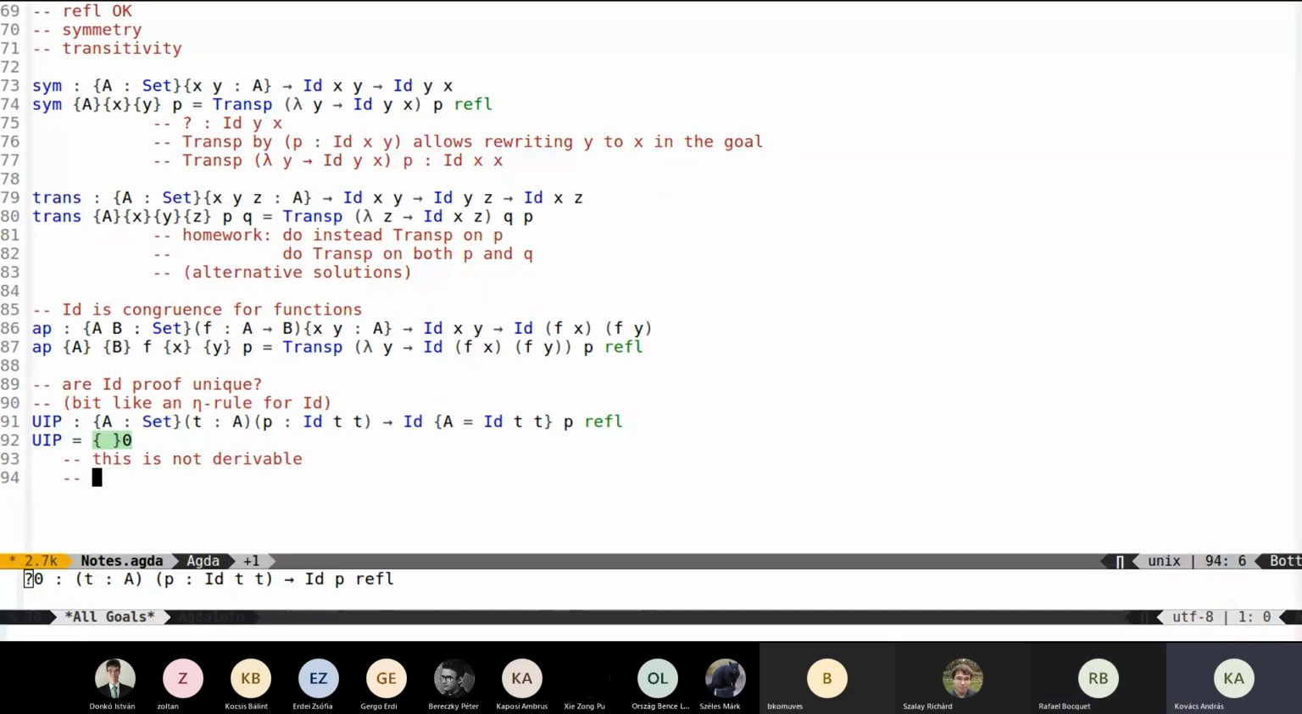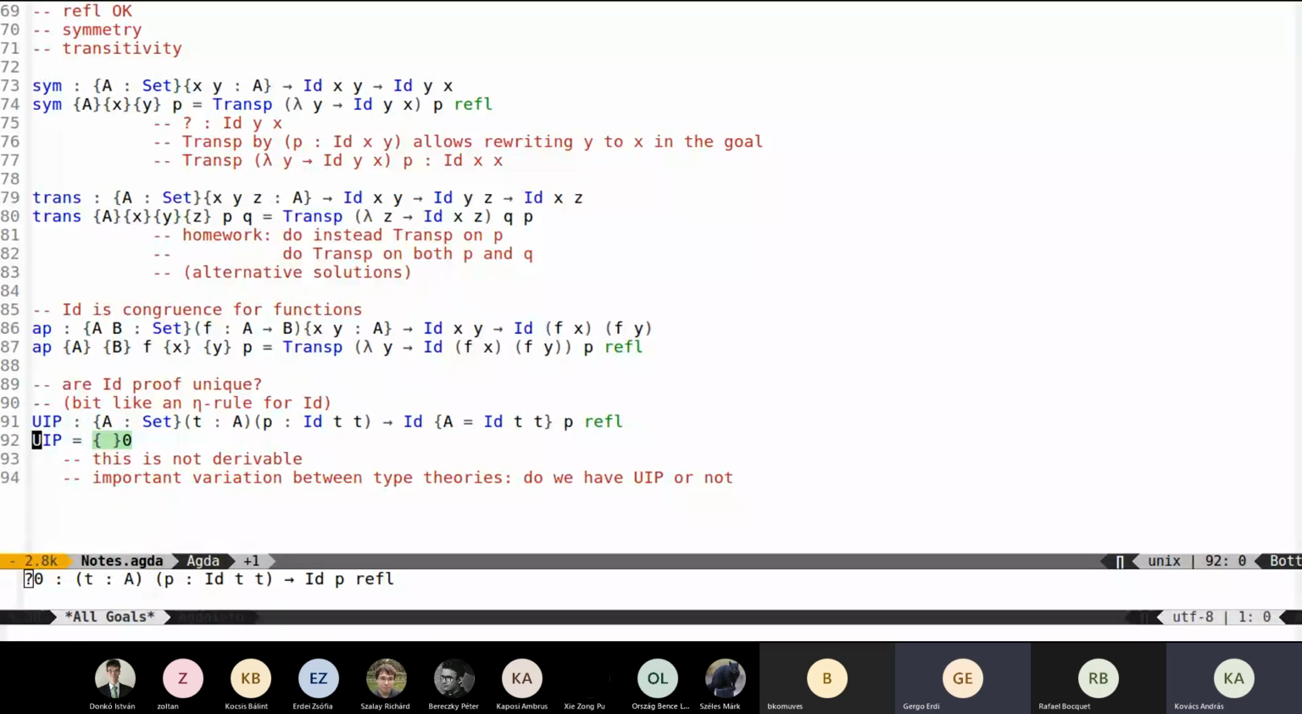And this will be an important variation between different type theories. An important variation between type theories is whether UIP is part of the system or not. Some type theories have UIP, and some other type theories do not have UIP. So I have a question.